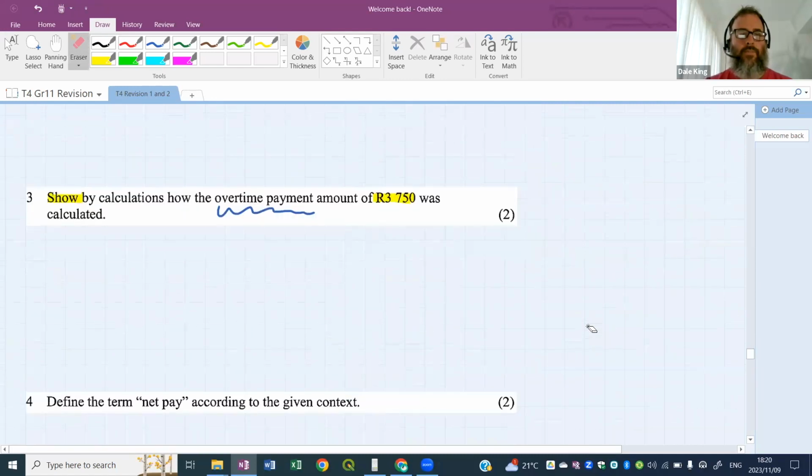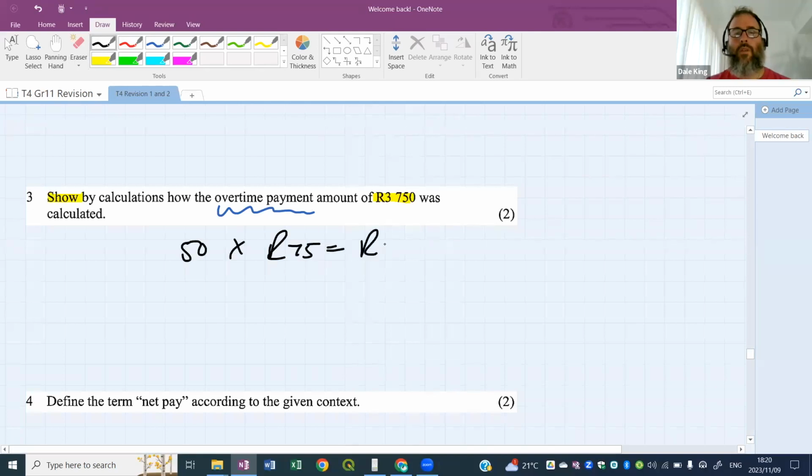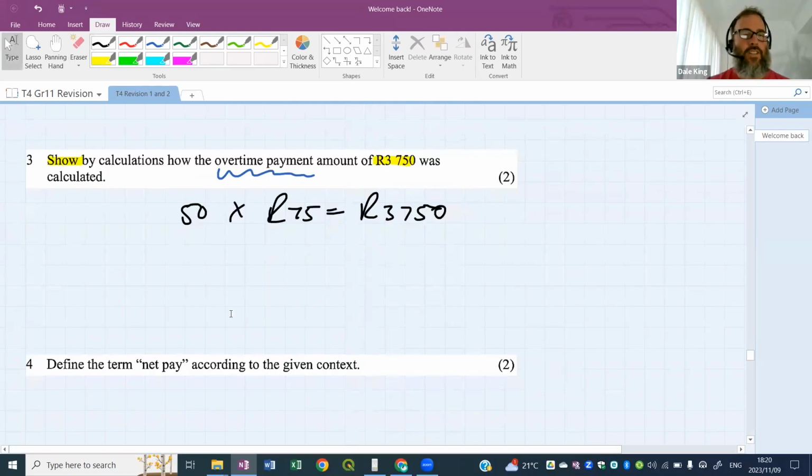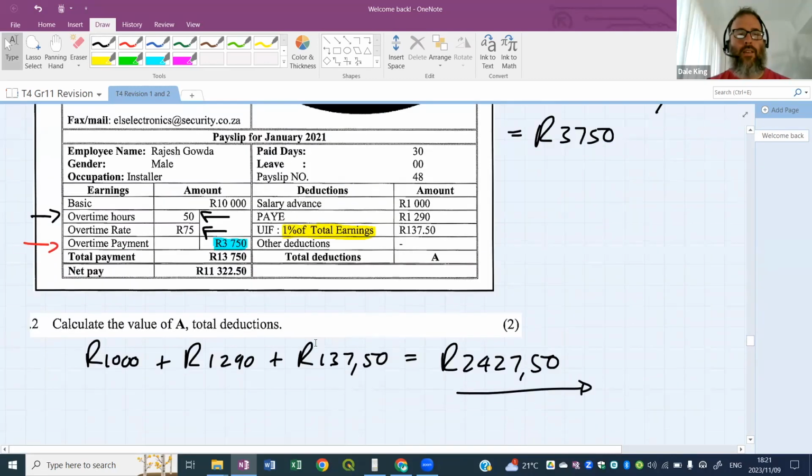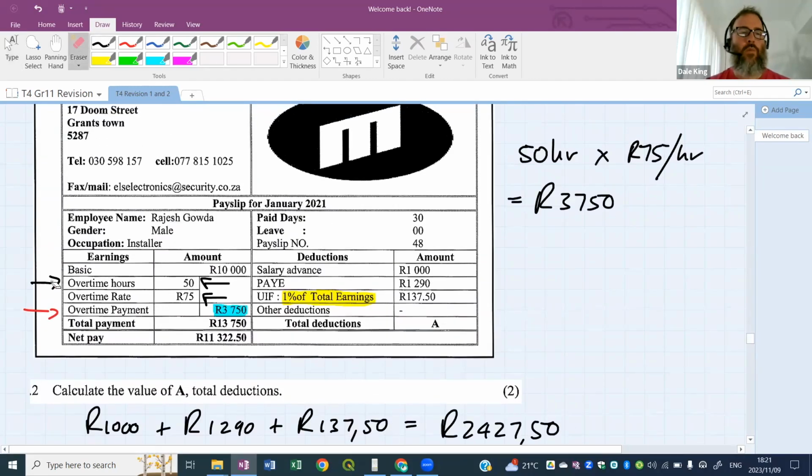All right, so just say 50 times 75 Rand equals 3750. All right, next question. Define the term net pay according to this context. What is net pay? Where do we see net pay? We see it at the bottom. Who can tell me what is net pay?